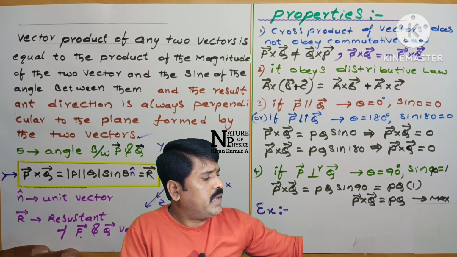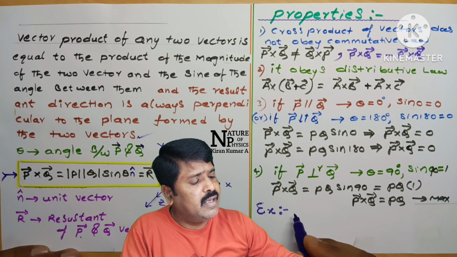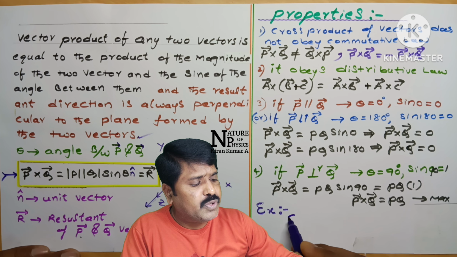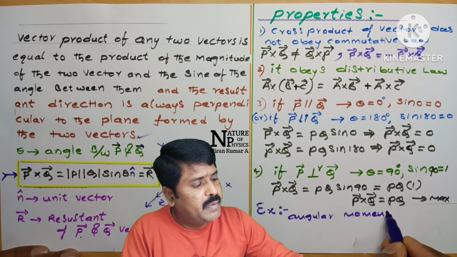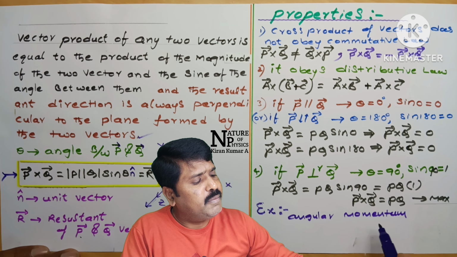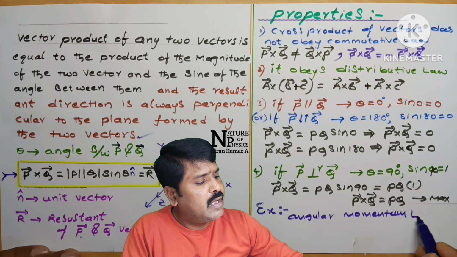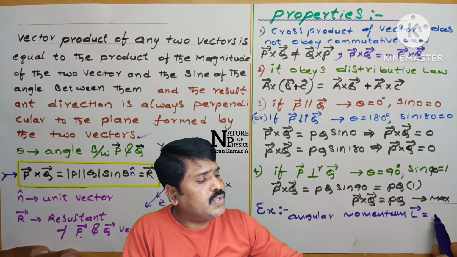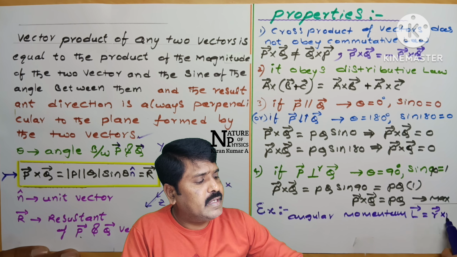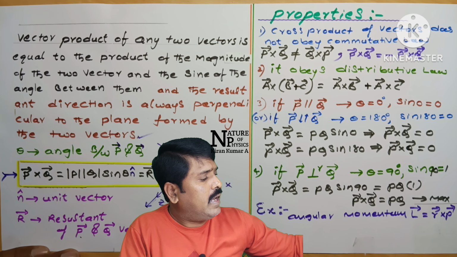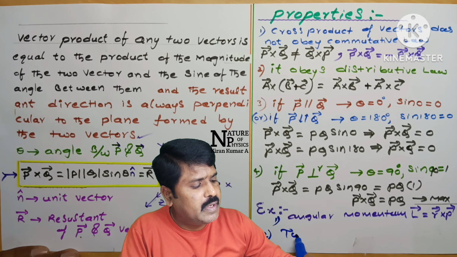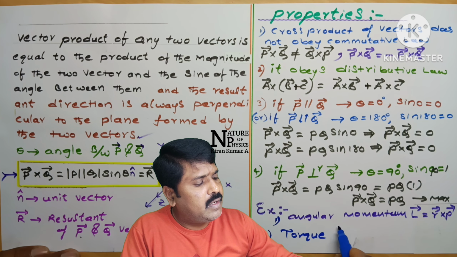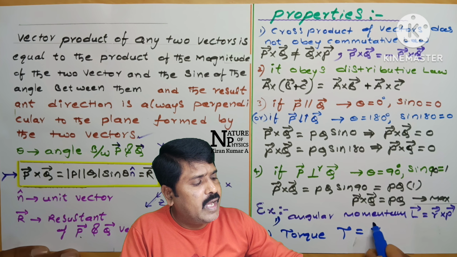Then we are going to discuss examples. The first one is angular momentum. For angular momentum, L bar is equal to R bar cross P bar. And the second one is torque. Torque tau is equal to R bar cross F bar.